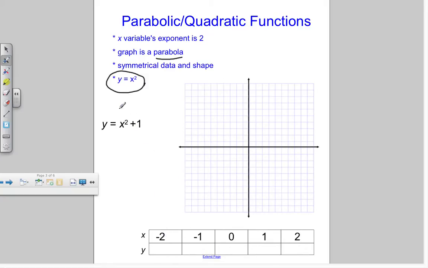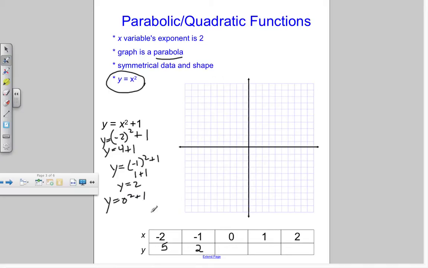So if I put a negative 2 in for x, I get negative 2 squared plus 1. Negative 2 squared gives me a positive value of 4 plus 1. So y equals 5. Okay, if I put negative 1 in, I get y equals negative 1 squared plus 1. Negative 1 squared gives me a positive value of 1 plus 1, so y equals 2. If I put a 0 in, I get y equals 0 squared plus 1. That's 0 plus 1, so y equals 1.